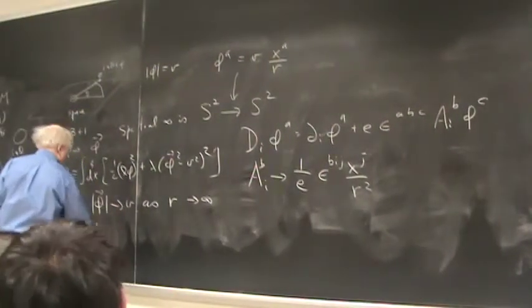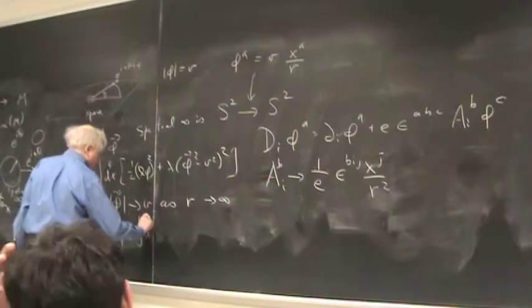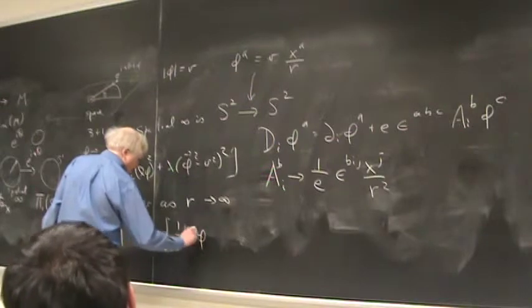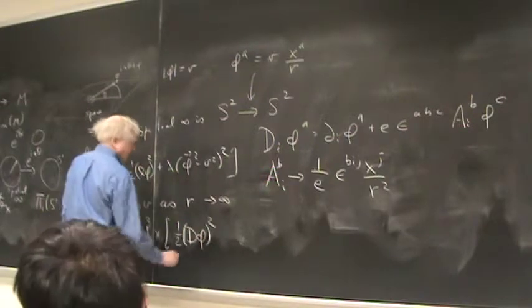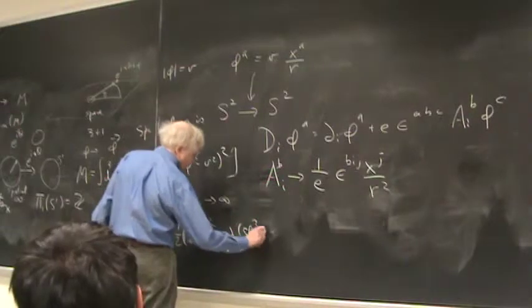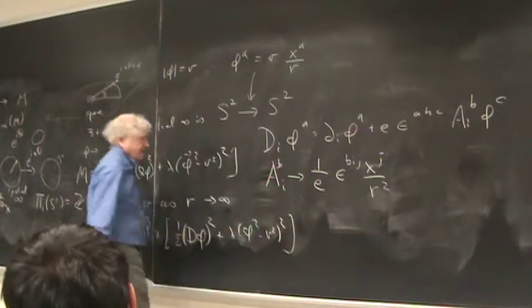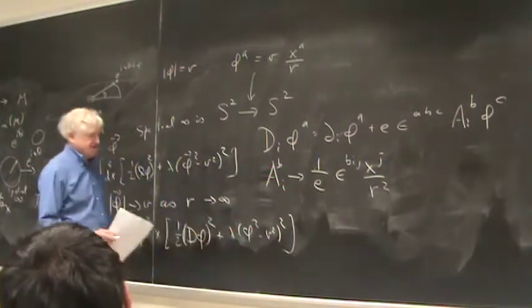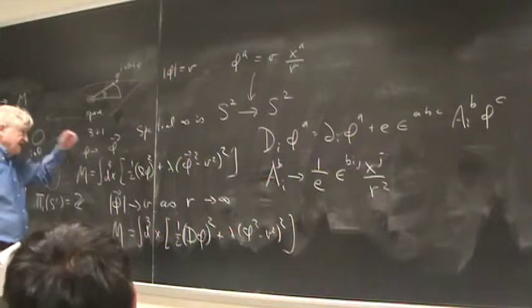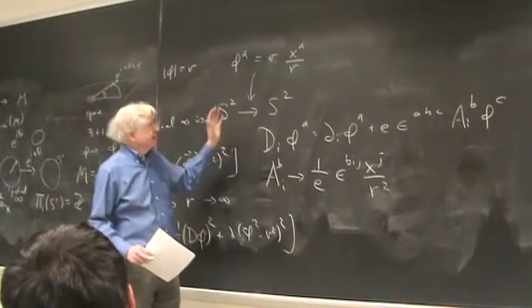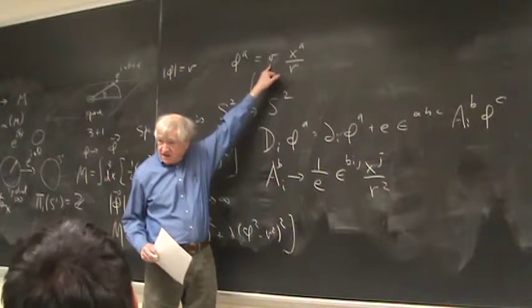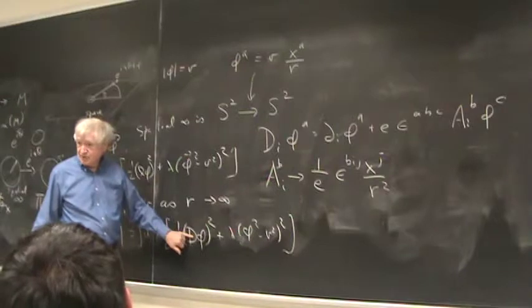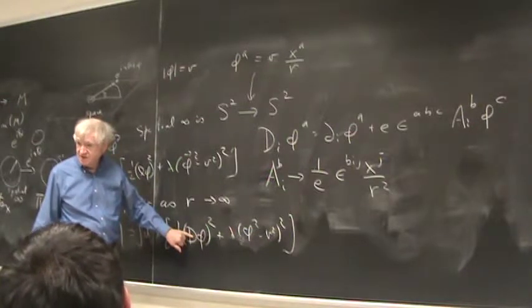I forgot to promote this to a gauge theory. It's the integral d³x of ½(Dφ)² plus λ(φ² − v²)². So in this theory, this thing is finite, that's finite, everything's hunky-dory. On the other hand, because φ assumes a length v in the ground state, we've got a mass term appearing here, just the ordinary Anderson-Higgs mechanism.